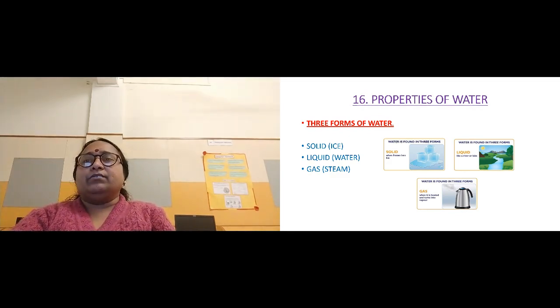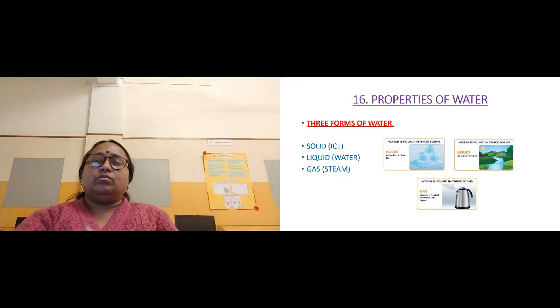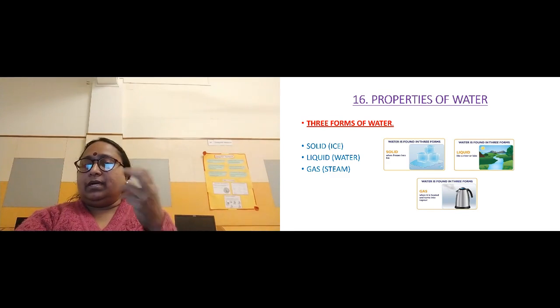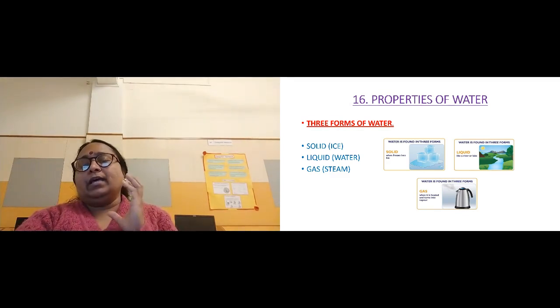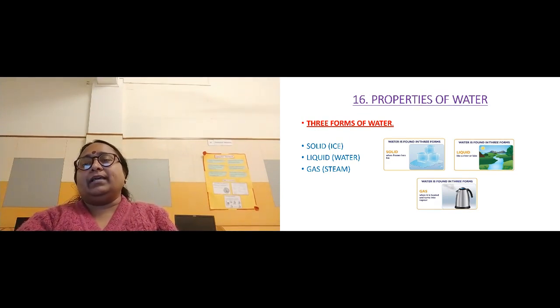When the water is frozen, then it becomes ice. Then you have liquid, that you see mostly in all water bodies: rivers, lakes, sea, ocean, or in well water. You find water in liquid form. Then it is gas. When you boil water and the steam comes out, that is water in a gaseous form. So these are the three forms of water: solid, liquid and gas.